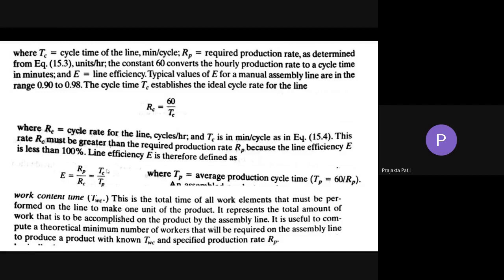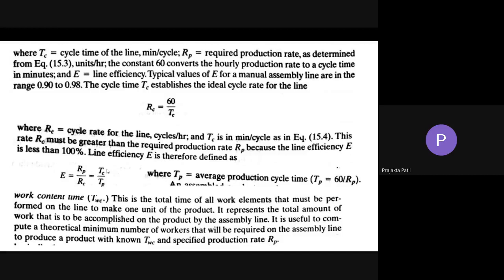So it represents the total amount of work that is to be accomplished on the product by the assembly line. It is useful to compute the theoretical minimum number of workers that will be required on the assembly line to produce a product with known TWC and specified production rate. So it becomes very important with respect to these manual assembly lines.